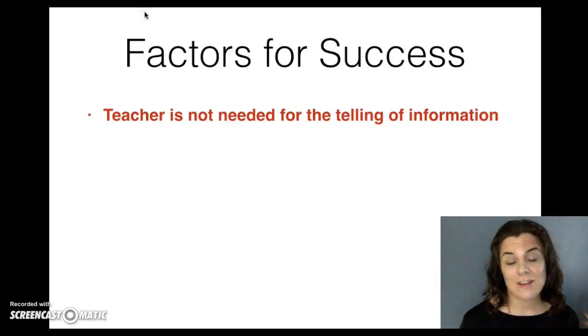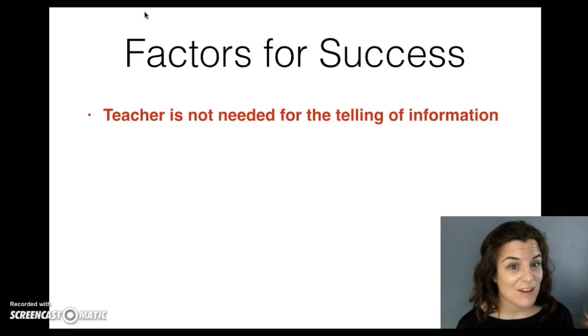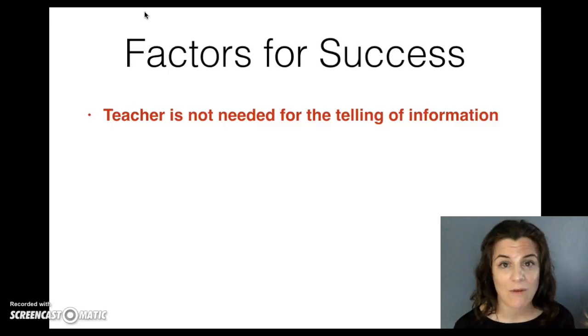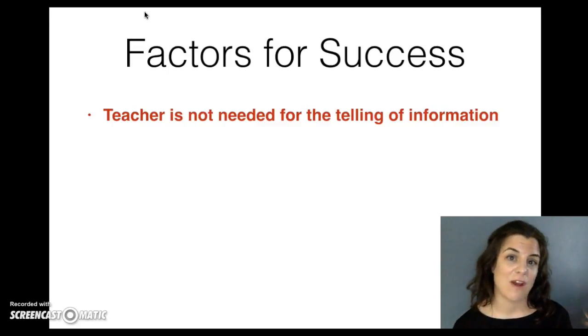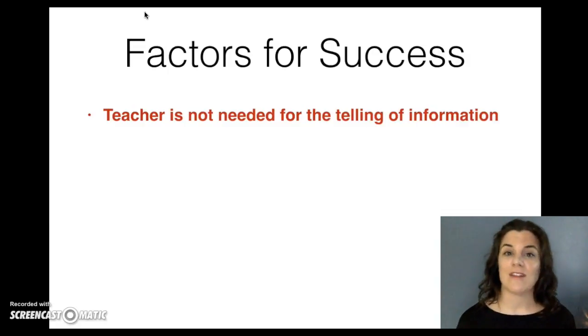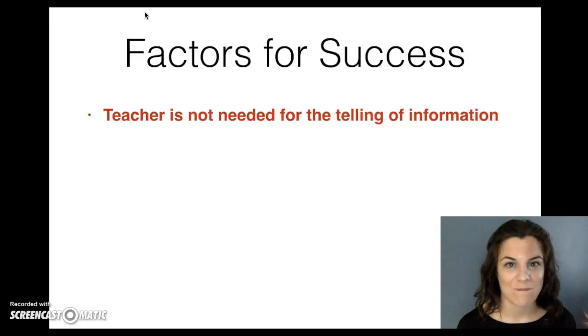So, some factors that you need to consider for success in this second week, and why this is so important, is because the teacher is not needed for the telling of information. But think about all the things you tell them. You don't just do the demo. You tell them where to store stuff. You tell them how to pick stuff up. You tell them how to ask their neighbor for help. You tell them how to come into the classroom. You tell them how to leave the classroom. All of those things that are specifically isolated to, for example, paint, must be said in the paint making videos.